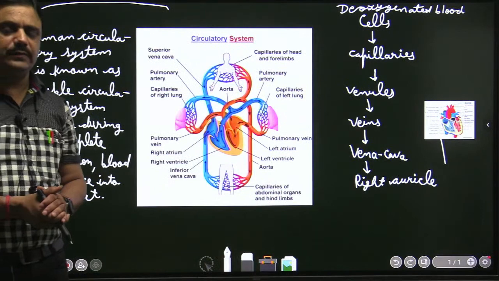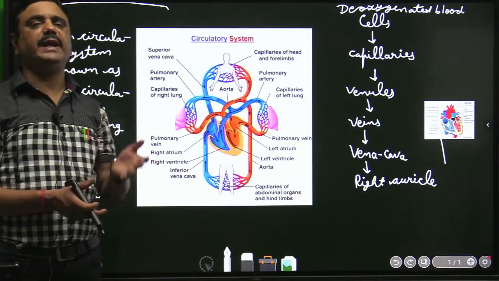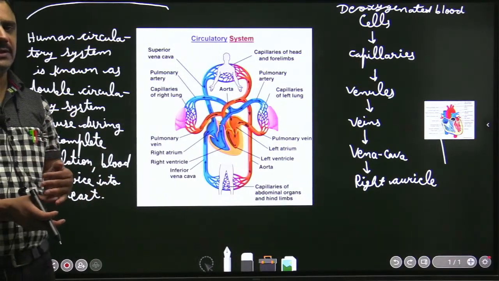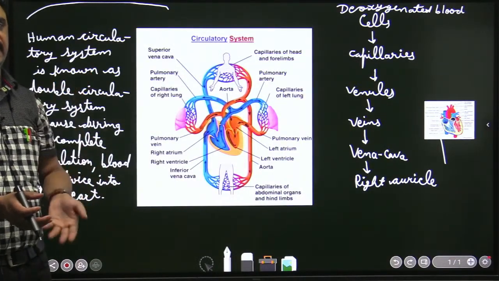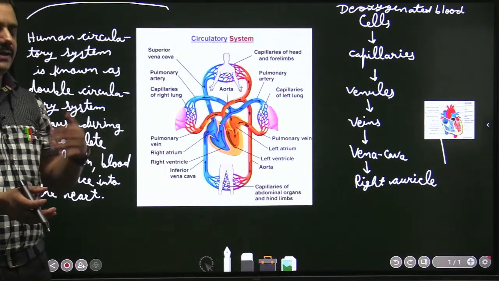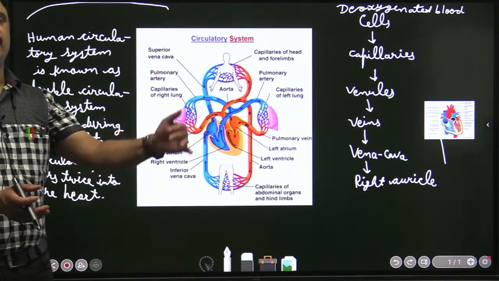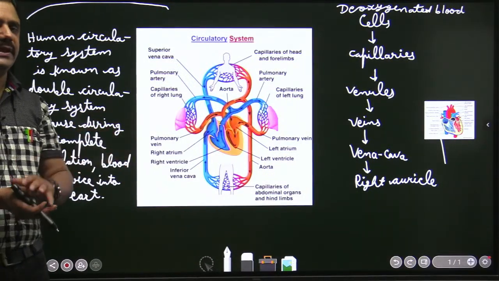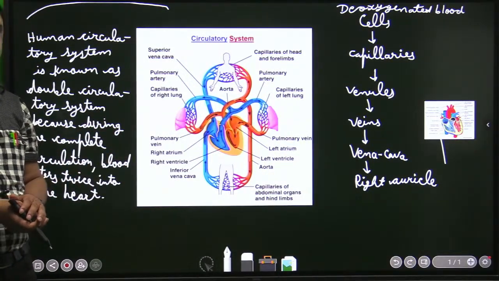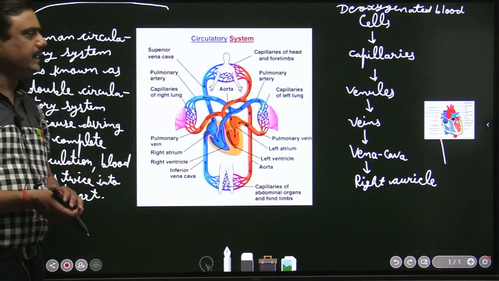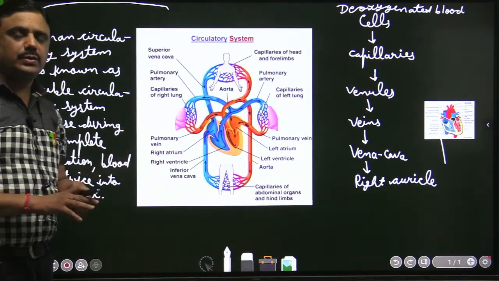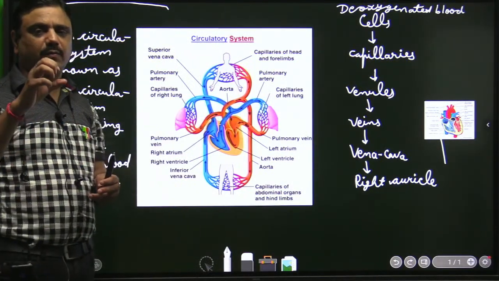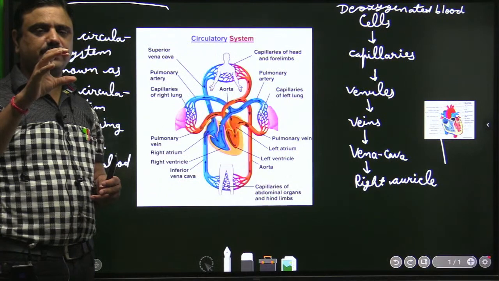The function of the valves is to prevent the backflow of blood. These valves do not allow the blood to flow back in the reverse direction. So blood flows always in one direction, and this is very helpful to prevent the mixing of oxygenated and deoxygenated bloods. Right? Now I told you that during one heartbeat there is one contraction and one relaxation.